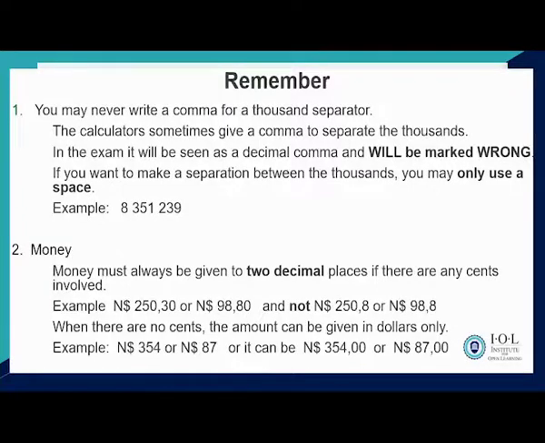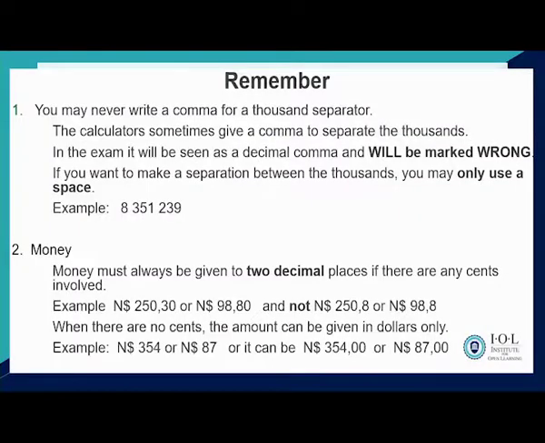You may not use that. Make sure that you adhere to this. After so many times that I've said it and warned you about it, there's still students that do that. You just lose all those marks. I can't give you marks if there's commas for 1,000 separators. If you want to leave a little space, like my example there, you can do it. It's not necessary. It's not needed. But if you want to, that's the most that you can do, but no comma.